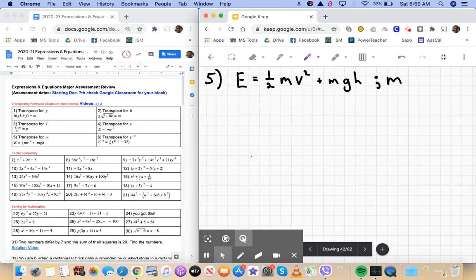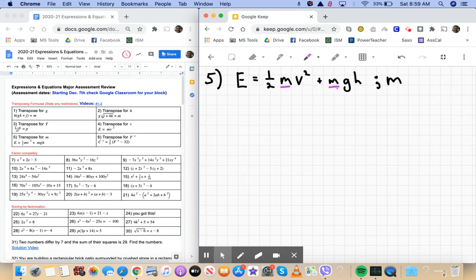All right, number 5, we are trying to isolate m. So we can see we have a couple cases where we have m. I've got a fraction here, and I think one of the things that we could do is just clear all the fractions. So we only have one denominator, so we could multiply everything by 2. That's not the only way to do it, but it's certainly one strategy, is to get rid of those fractions.